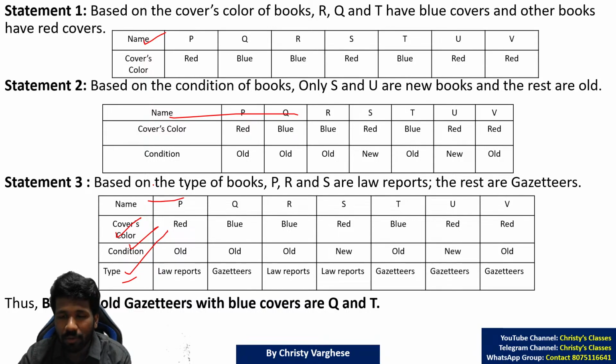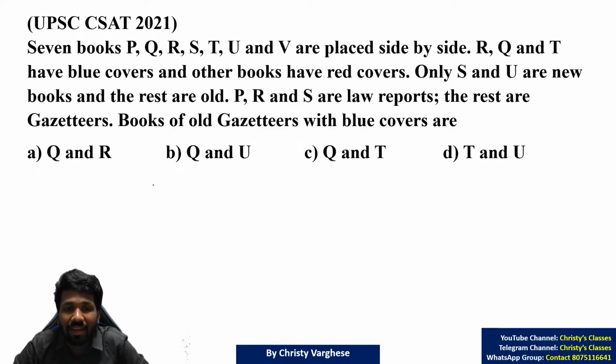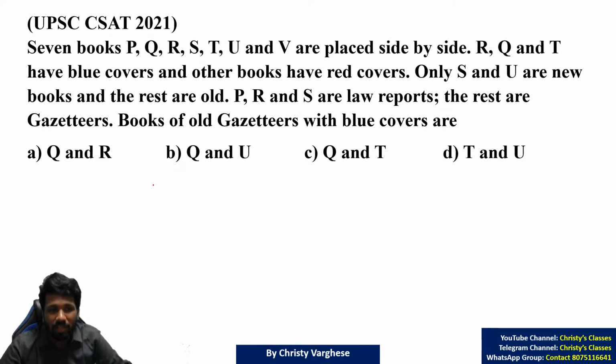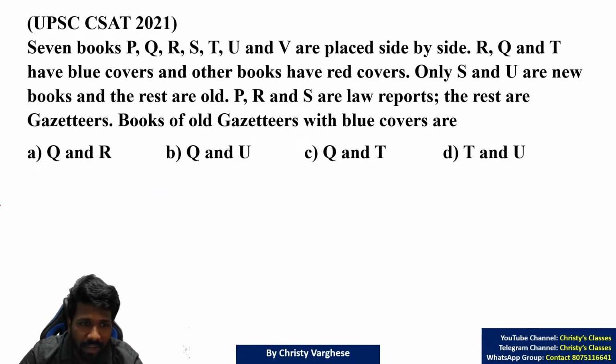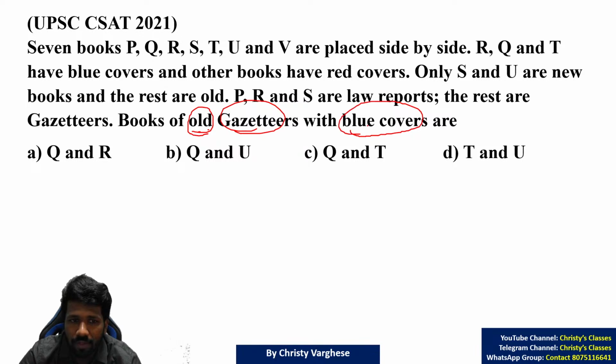That is not what the question paper setter wants from you, or that is not what any competitive exam question paper setter wants from you. Here you can do it much better with the elimination method. Without drawing this table, you can do it by elimination. Because in these kinds of questions, as too much data is there, there is a higher chance of elimination because the options are also in that form. What is the final question? Books of old gazetteers with blue covers. That means condition should be old, type should be gazetteers, and color of the cover should be blue.